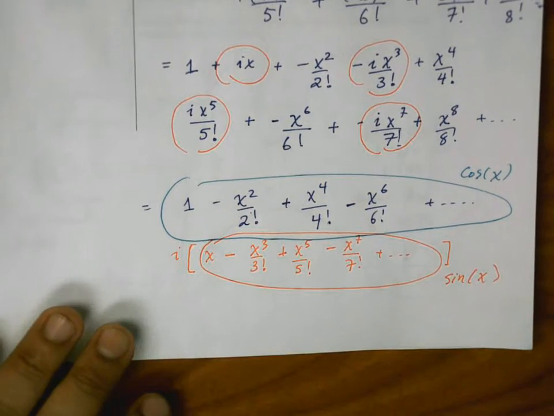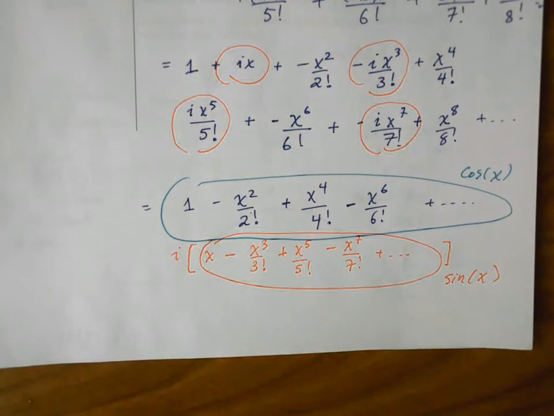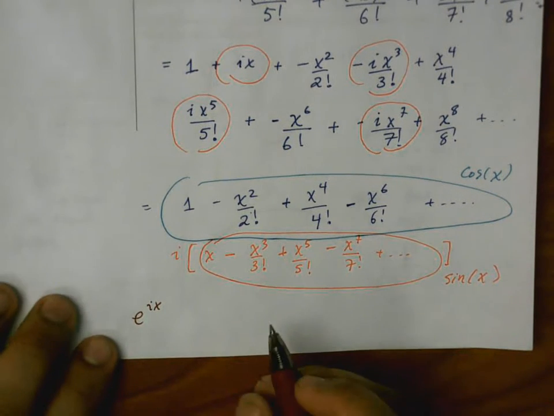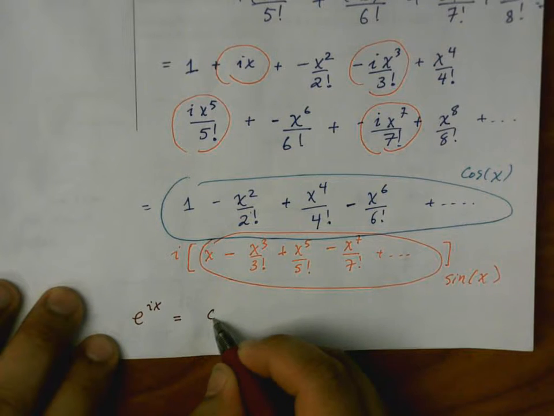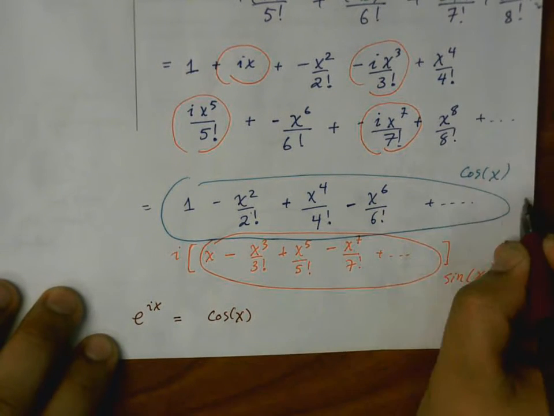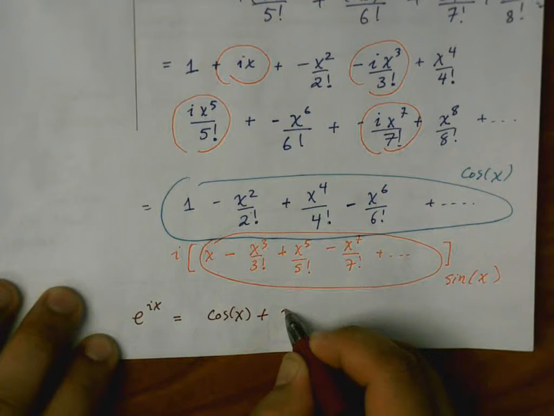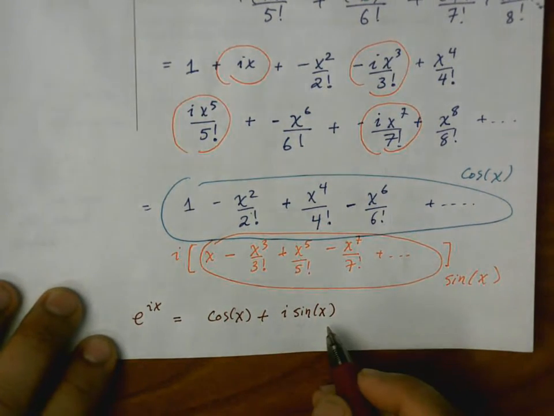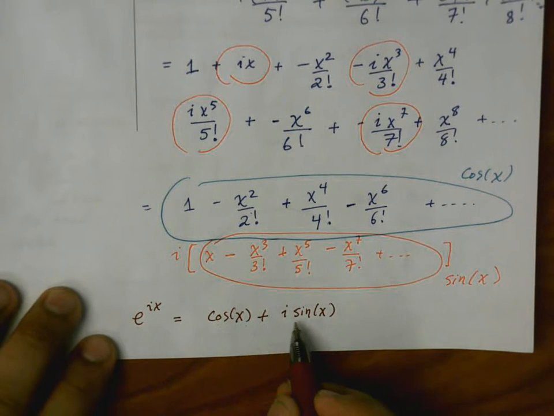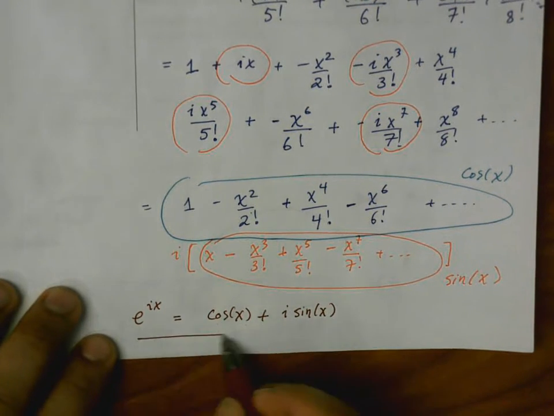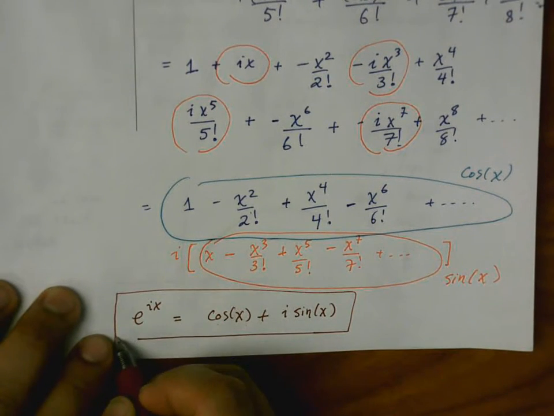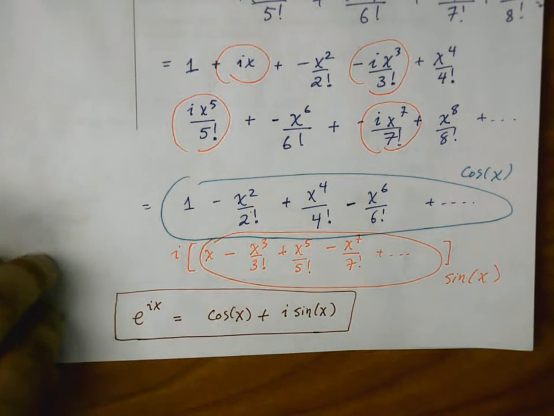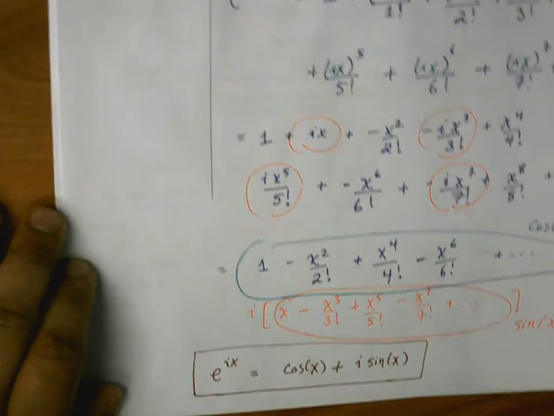So the conclusion that we take away from this is something quite profound, that e to the ix is equal to cosine of x, that's this first part here, plus i times sine of x. Cosine of x plus i times sine of x. And this is quite a beautiful result. And then let's look at a special case.